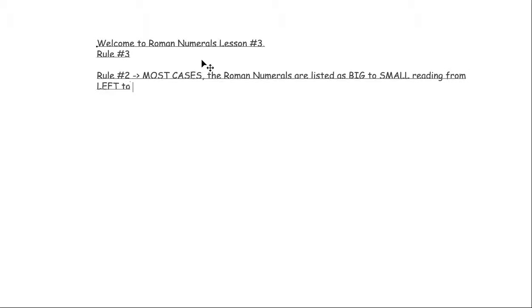In rule number 2 we saw that in most cases the Roman numerals are listed as big to small, reading from left to right. We saw some examples as well. Now in rule 3, we're going to talk about an exception to rule number 2.